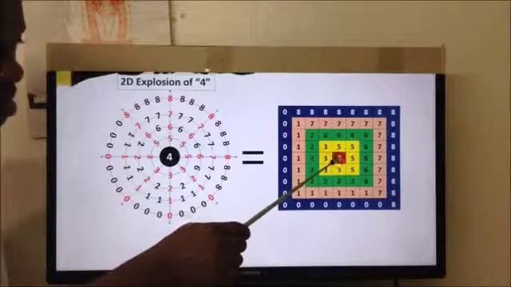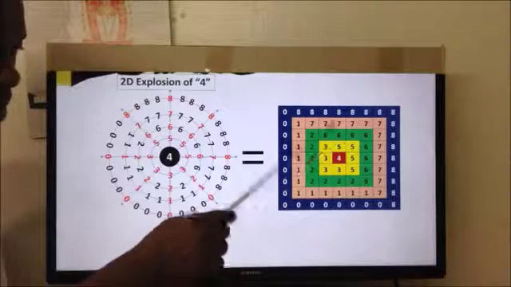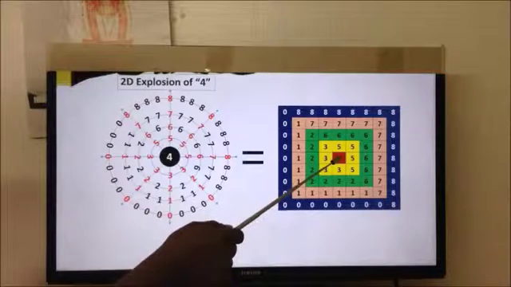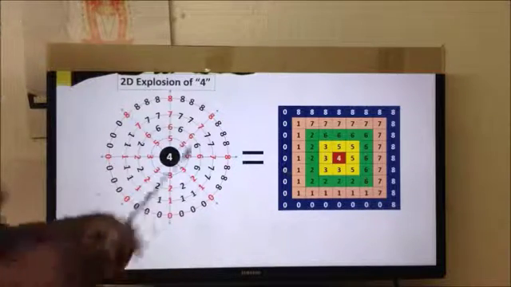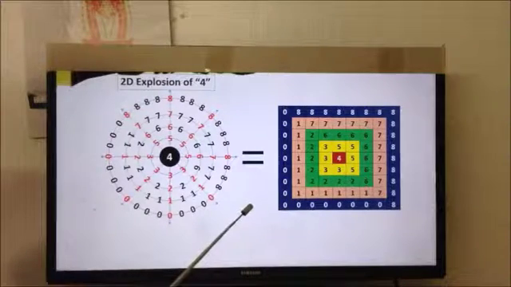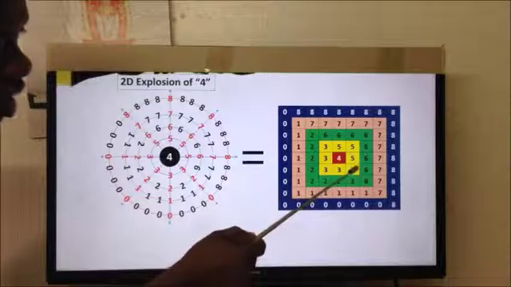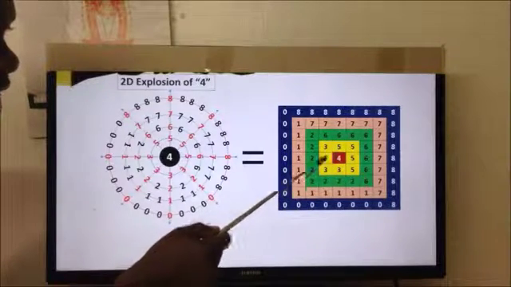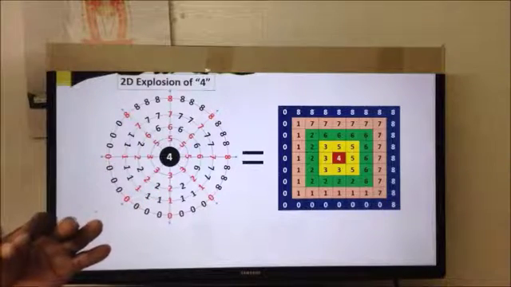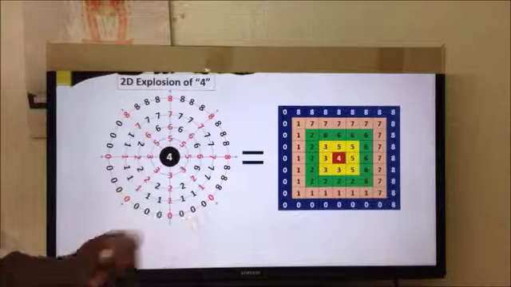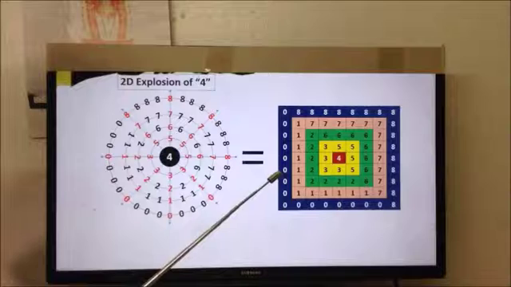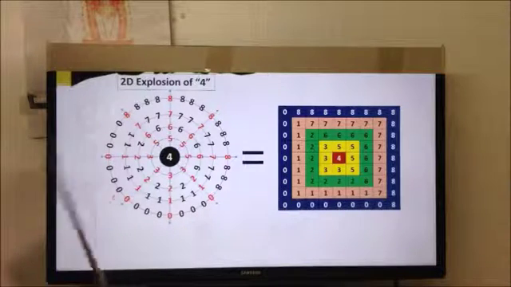You see that this in red, the master 4, is surrounded by how many values in yellow? 1, 2, 3, 4, 5, 6, 7, 8. So each square on the graph is surrounded by 8 squares. Have you ever thought of that?